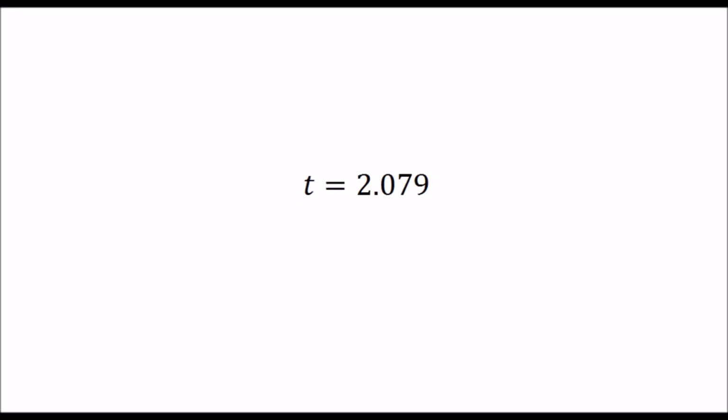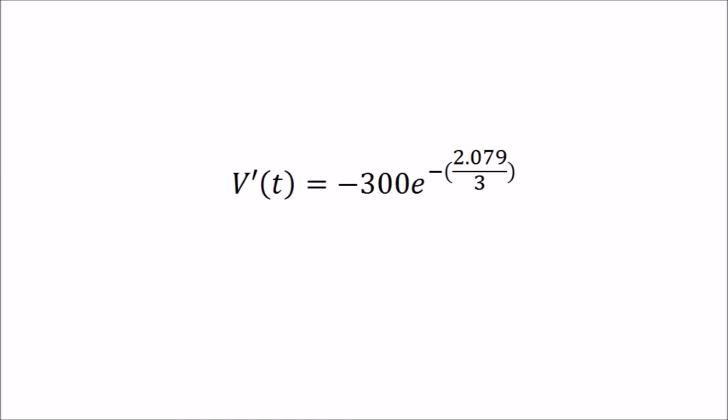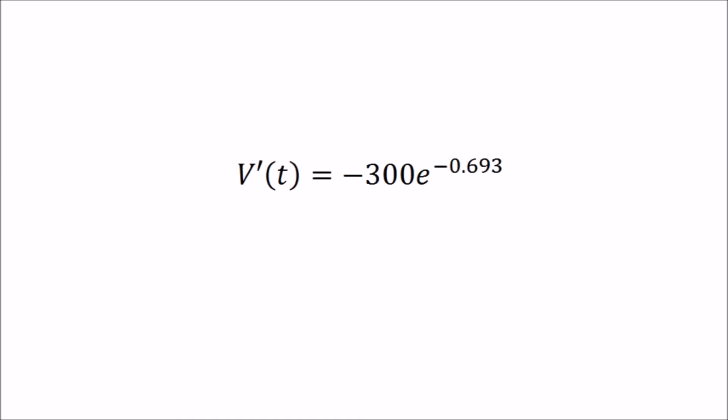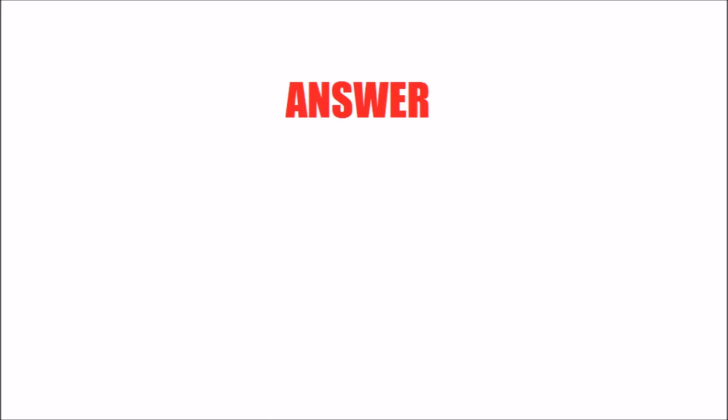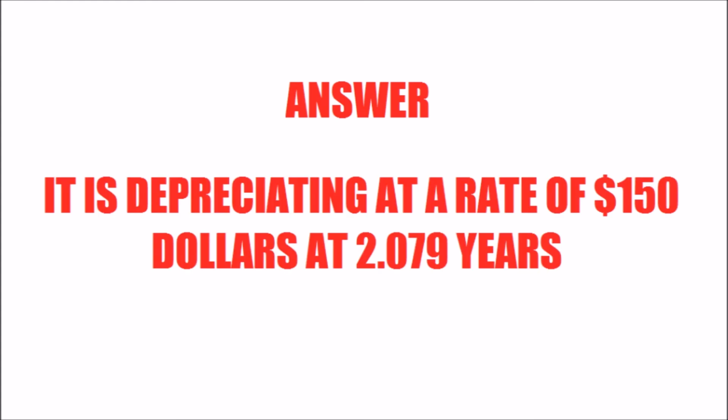Now what we need to do is substitute 2.079 for t. 2.079 divided by negative 3 is equal to negative 0.693. Euler's constant to the exponent of negative 0.693 is equal to approximately 0.5. That times negative 300 is negative 150. Therefore, the computer is depreciating at approximately $150 per year at 2.079 years. Now we are finished answering the question.